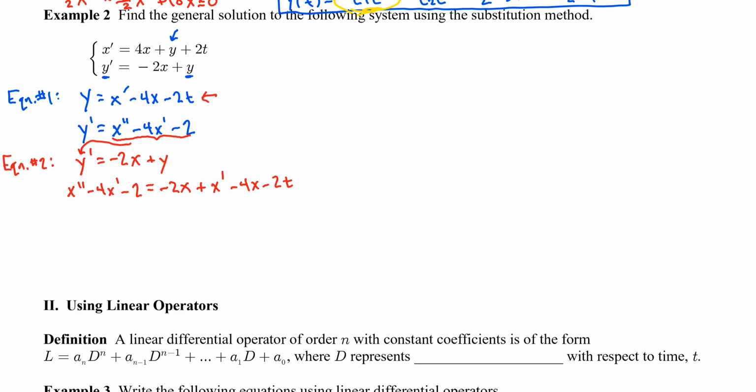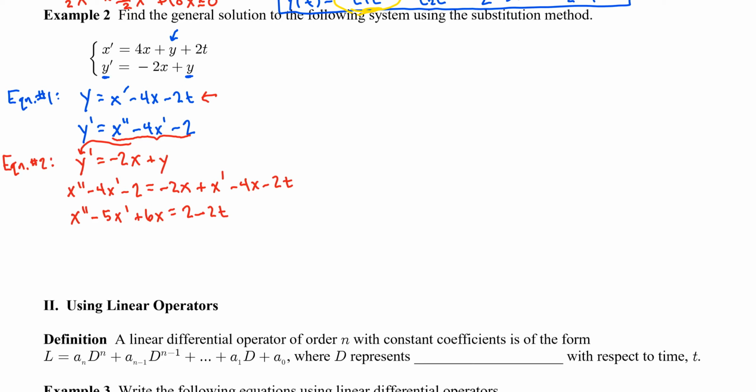Next, we're going to rearrange this so we have all of the terms containing x on the left and our non-homogeneous terms on the right. So we end up with x double prime minus 5x prime. Over here on the right side we have a negative 6x, so we're going to pull that to the left to get positive 6x. And moving our constant and our term containing t over here to the right, we have x double prime minus 5x prime plus 6x equals 2 minus 2t.